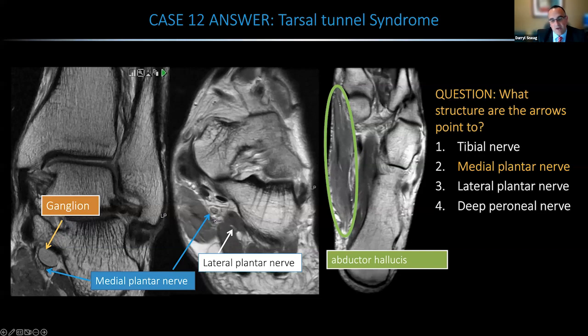Now, this branching pattern is a little bit variable, because you can have the tibial nerve branch a little bit late, still running in the tarsal tunnel. But here's the medial plantar nerve. And that's why we see selective denervation here, high signal of the abductor hallucis.